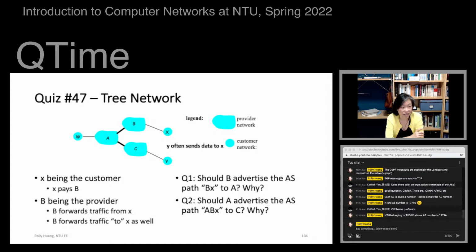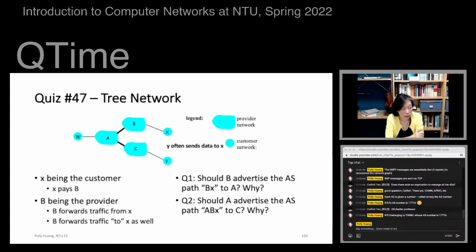So this is now thinking generally. Should A advertise the AS path? X will announce its existence to B, and B learns that to go to prefix X, there is a path, BX. B will then be thinking, should I advertise BX to A, in order to allow Y to send traffic to X? Should B do this?